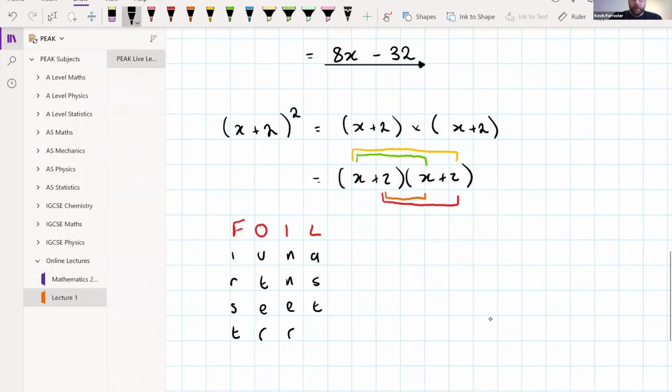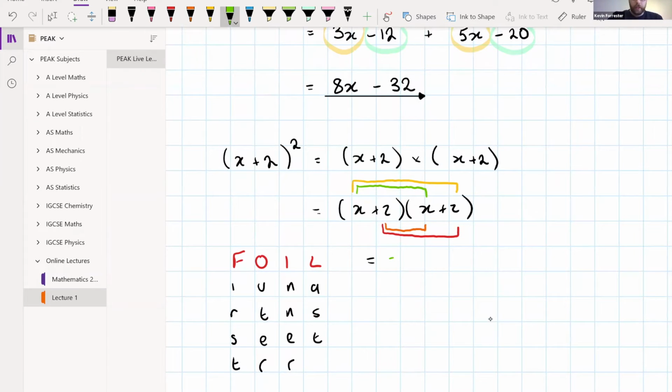So if we follow this process, we're going to get x squared, because x times x is x squared. And then we do the outer terms, so x times by 2 is plus 2x. And then we continue with the inner terms, plus 2 times by x gives us, well, 2x. And plus 2 times plus 2 gives us plus 4. And those of you with a very keen eye will notice that we need to simplify because these two terms are common. They have the same variable, so that means we can put them together. And so we get x squared plus 4x plus 4.